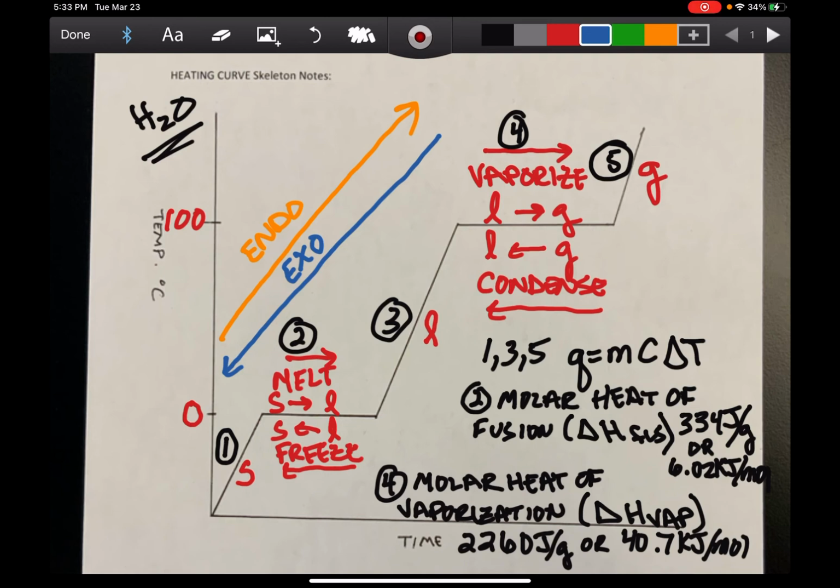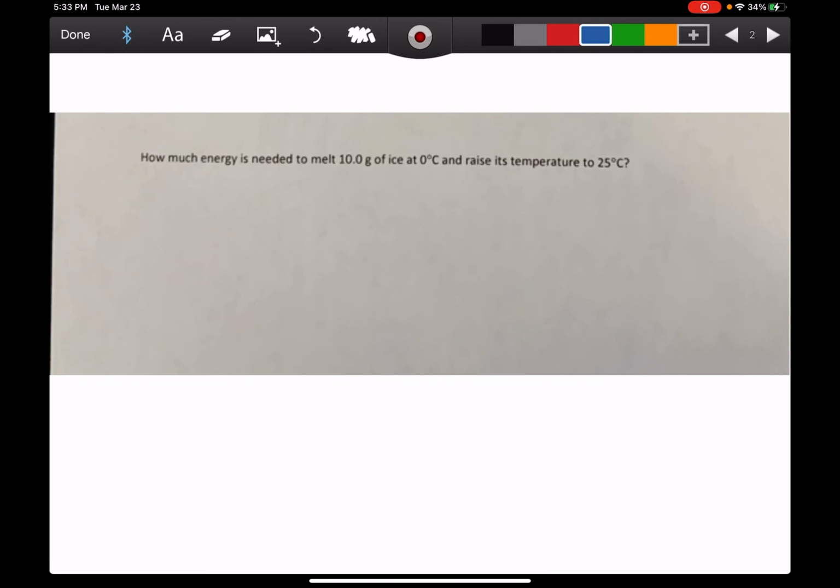All right, now we're going to do a problem using all this information off this chart to calculate how much heat is either going in or going out of whatever system we're looking at. So let's look at that sample problem on the bottom of your skeleton notes. Here it is. They want to know how much energy is needed to melt 10 grams of ice at 0 degrees Celsius. So we're starting at 0 degrees Celsius, all solid ice, and we're trying to raise it to a temperature of 25 degrees Celsius.